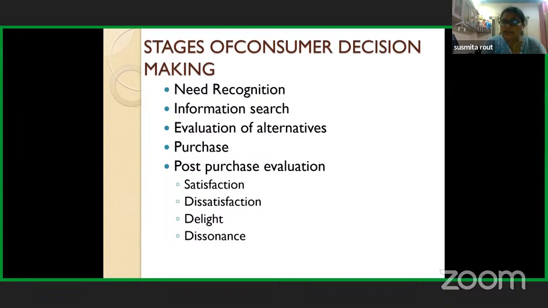These are the minimum expectations, and when those minimum expectations are met, then I am satisfied.